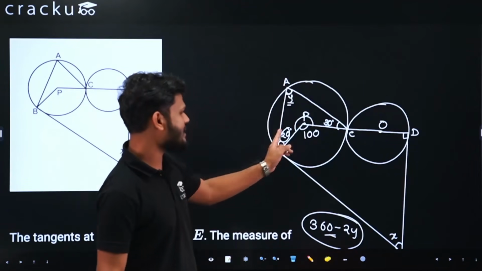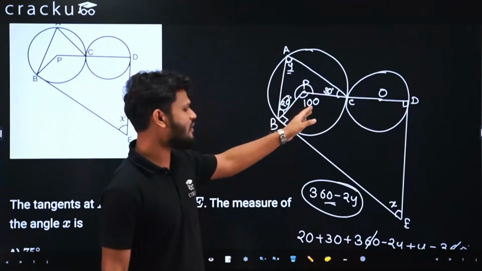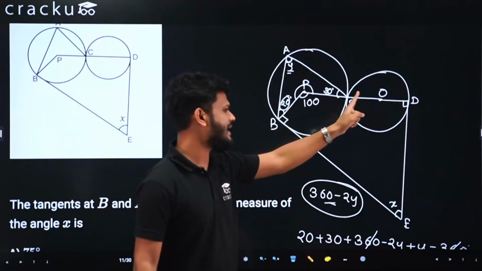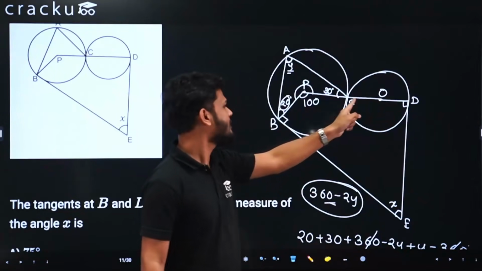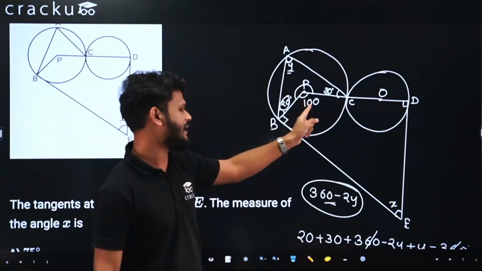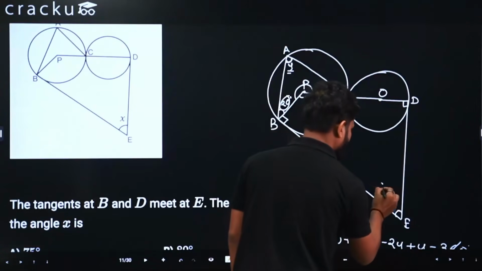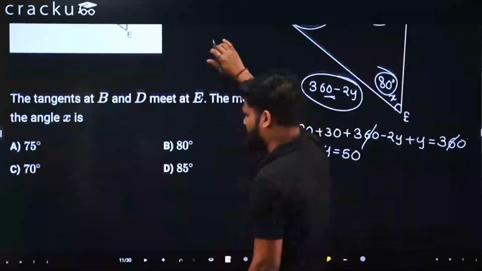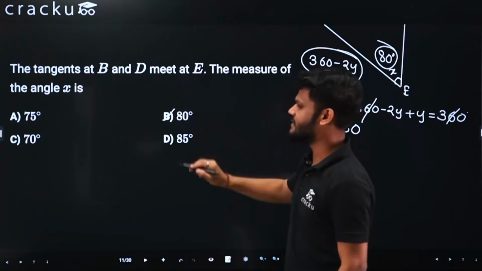Now in this quadrilateral BPDE, sum of all angles will be 360 degree. This is 90. 90 plus 90 will be 180. 180 plus 100 will be 280. So the remaining angle should be 80 degree. So the correct option here is option B, which is 80 degree.